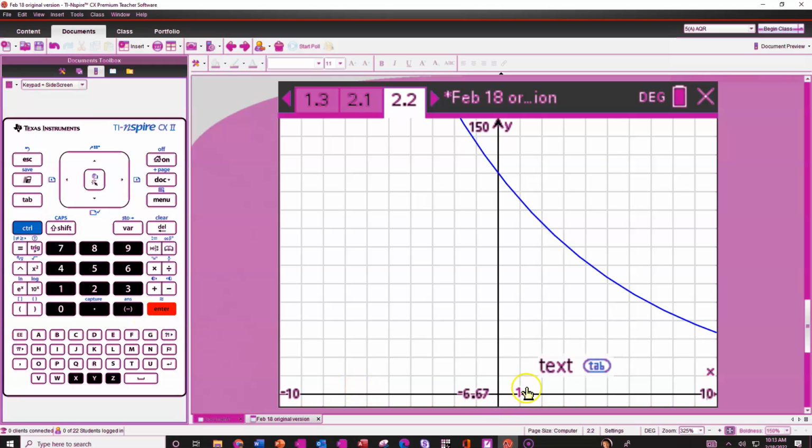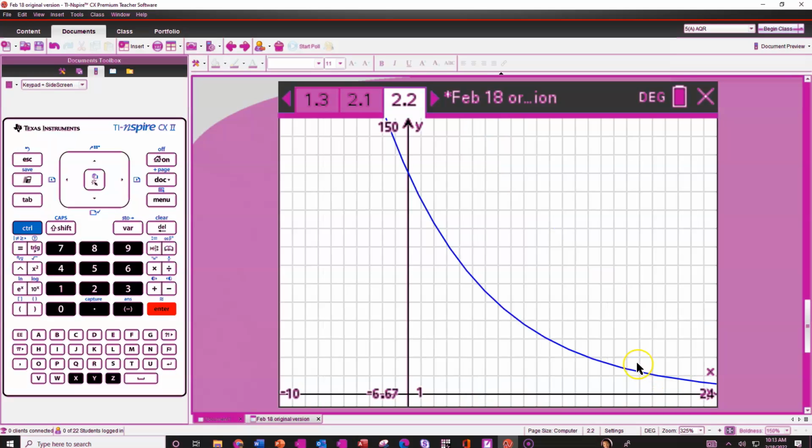And how many hours are there in a day? I'm going to take X up to 24 hours because X is a number of hours. So we change our X max to 24, and we change our Y max to 150 so we can see the graph. So here's the whole graph. Let's answer the questions.